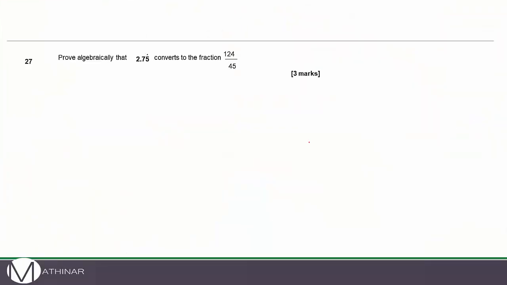Question 27. Prove algebraically that 2.75 recurring converts to the fraction 124 over 45. So this number here on a calculator display would look like 2.755555 and so on. The first question you ask yourself is: is the first recurring digit immediately after the decimal point? Well, the decimal point is here, and the first recurring digit is not immediately after, so no. So what I need to do is make sure that it is.